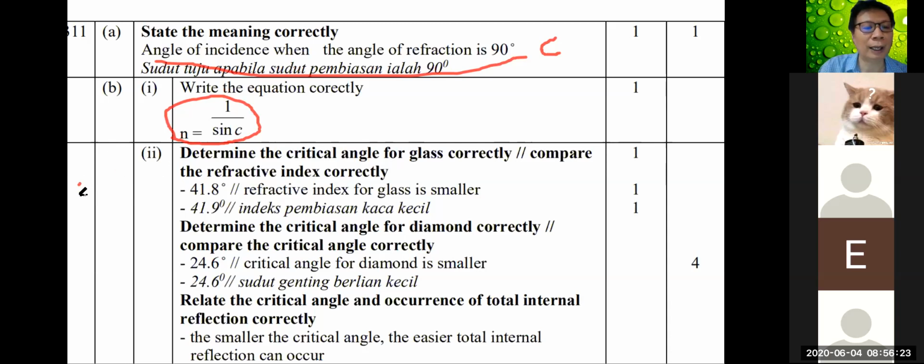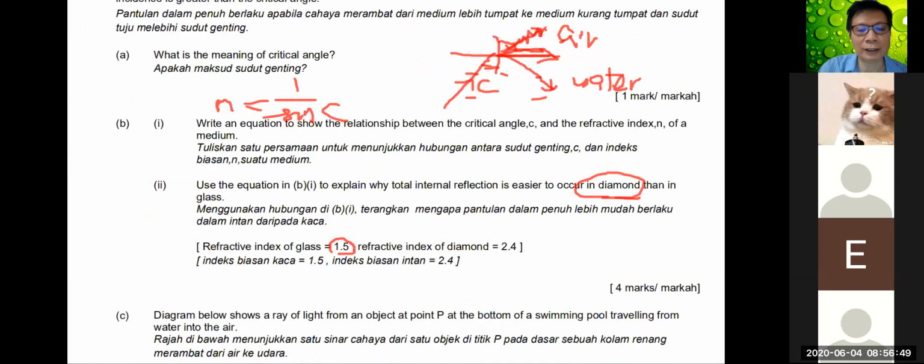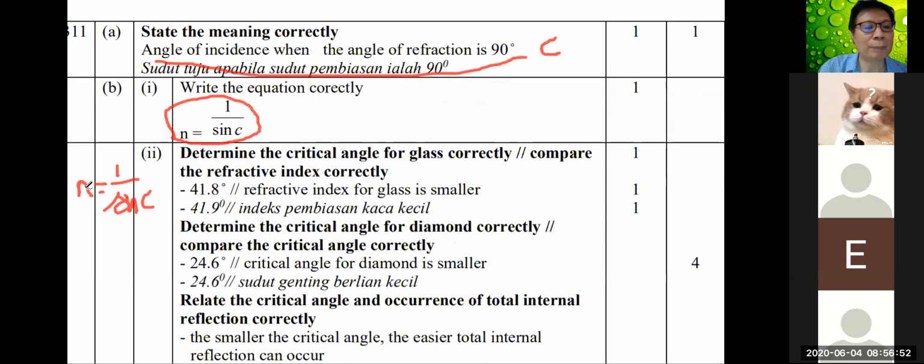So use the formula n equals 1 over sin C, right? For diamond, you substitute the diamond's n. For glass, n is given, the refractive index of glass is 1.5. Diamond is 2.4, right? Okay, so you do like this. You put 1.5 for glass, 1.5 equals 1 over sin C. So you find C, and you get 41.8.